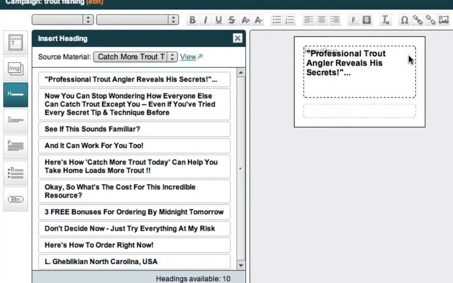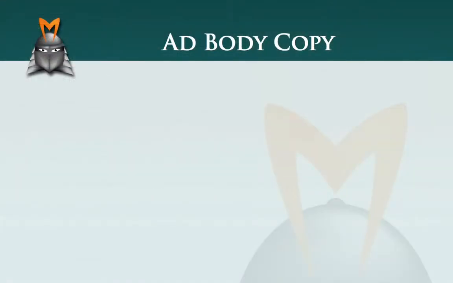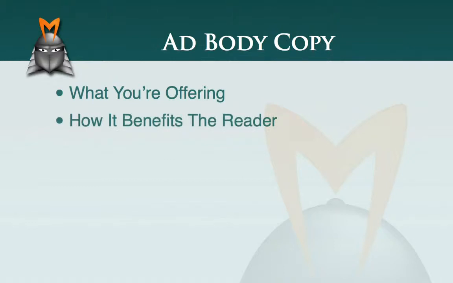Next, we want to write our ad copy, the main body of our ad. Because we're writing a sidebar widget ad, we only have a limited amount of space here to work with, so the main body of our ad should only be a few short sentences long. But there are two things that we want to achieve here. We want to tell the reader what it is that we're offering them and how it benefits them. In other words, we want to say what the product is and then talk about the benefits of the product or the problems that the product solves.